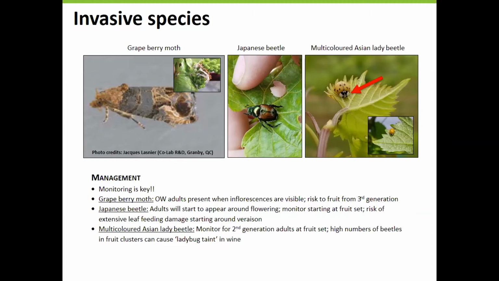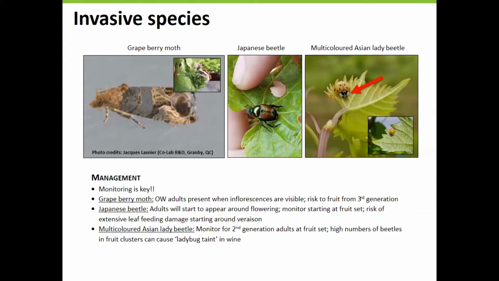The multicolored Asian lady beetle, or often MALB, is here. I'm showing this diagram with the arrow because you want to know how to distinguish this, an invasive species, from our native species. Just below the head, on the shell, the wing pads, you're going to see what looks like a W, but if you read the literature, it actually is an M. It has that characteristic M or W on its head every single time. There are over 200 variations of patterns and colors in this species.